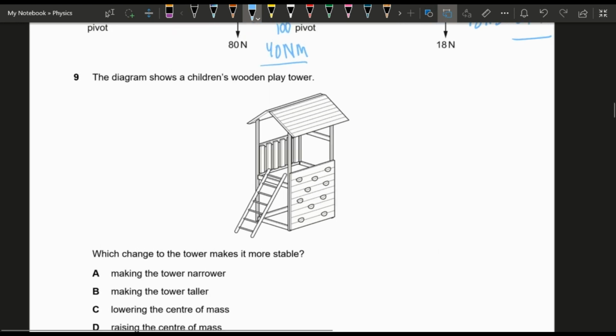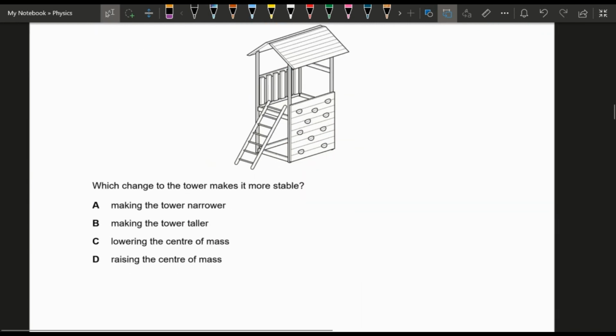The diagram shows a children's wooden play tower. So this is the children's wooden play tower, right? This is the tower over here, right? So which change to the tower makes it more stable?